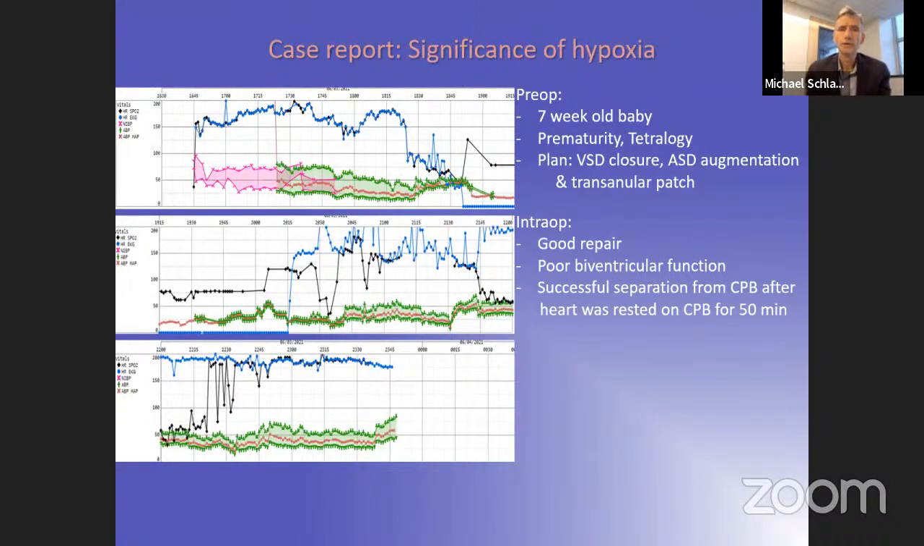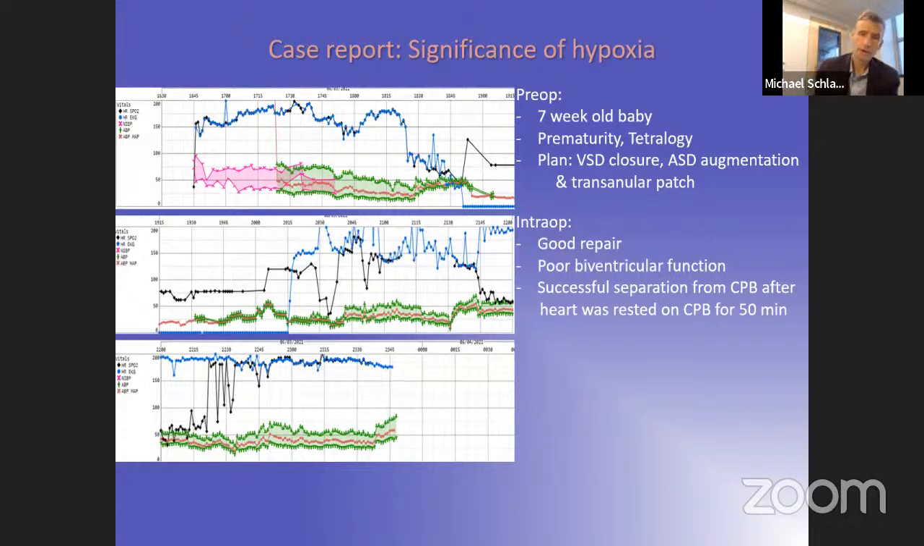So this case was, I think, 1 or 2 years ago. There's a 7-week-old baby that was born prematurely with tetralogy of Fallot, just what I showed you. It came to the operating room with the plan to close the VSD, to augment the ASD, and to perform a transannular patch repair. So the kid was placed on bypass.